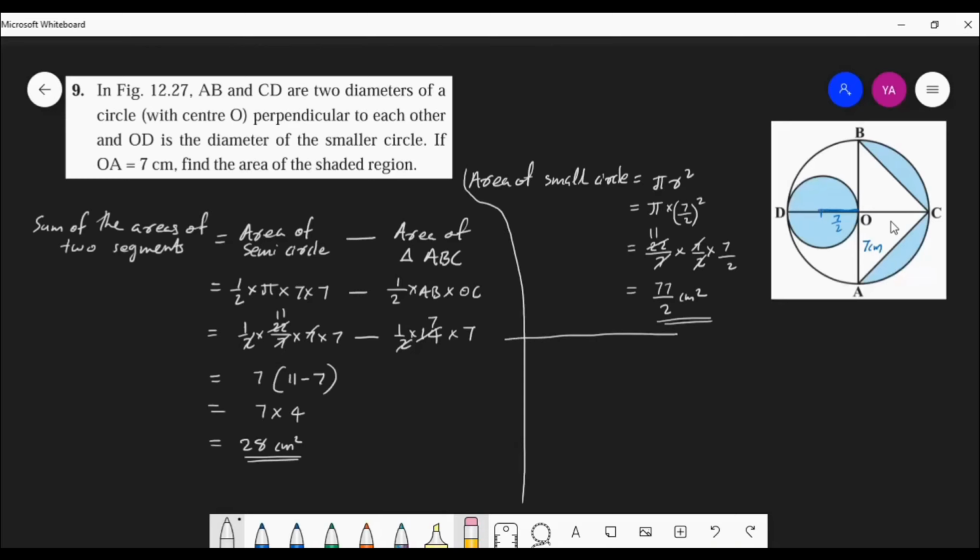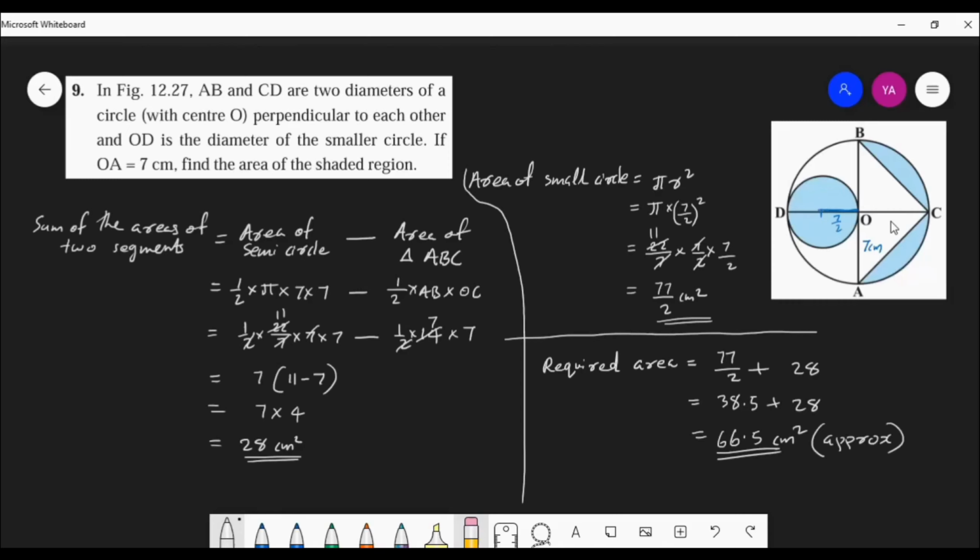Now to get the required area, the total area of the shaded region, we need to add the area of the small circle with the sum of the areas of these two segments. So you can write required area is equal to 77 by 2 plus 28. I think we can write in decimal. 77 by 2 we all know is 38.5, plus 28. Adding these two, you will get 66.5 centimeter square. We have substituted the approximate value of pi, so you can write here approximate.